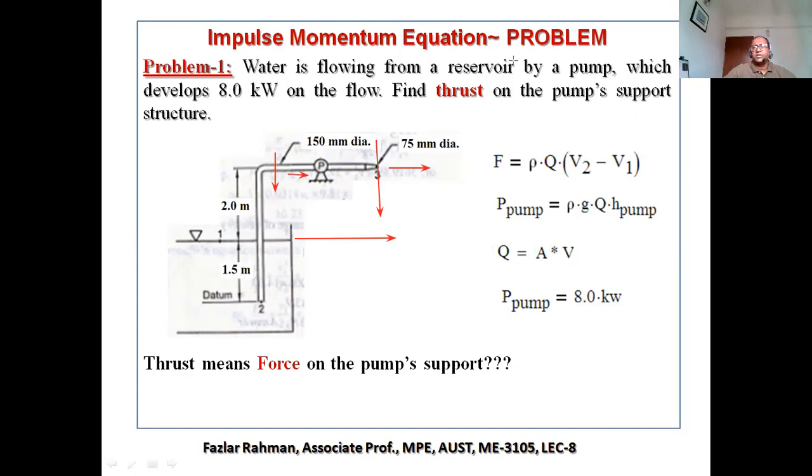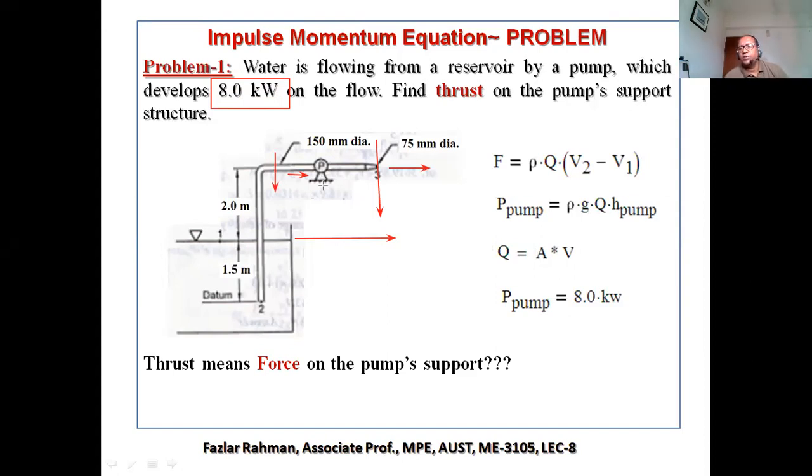Water is flowing from a reservoir by a pump, which develops 0.8 kilowatt on the flow. So that means how much power the pump is giving to the fluid, or how much energy the pump is adding to the fluid, is 8 kilowatt. Find the thrust on the pump support. You need to figure out how much thrust will be in the support.